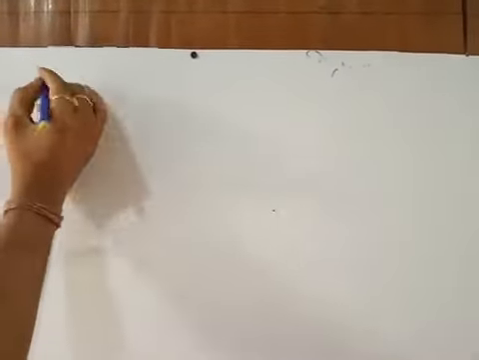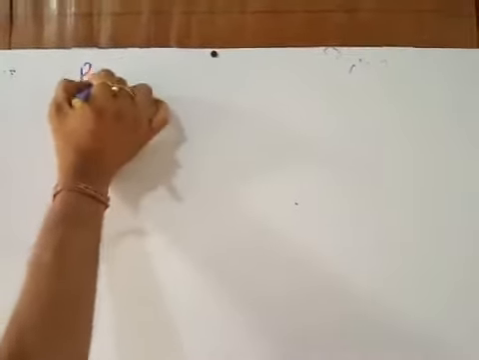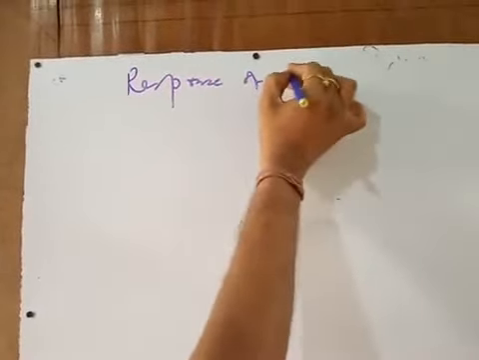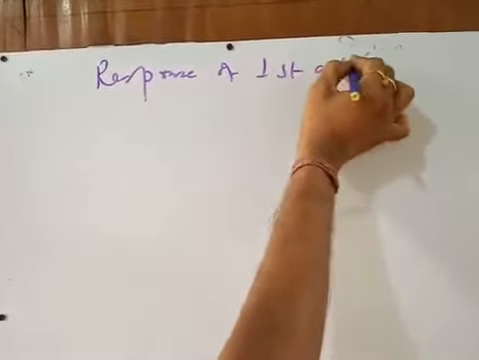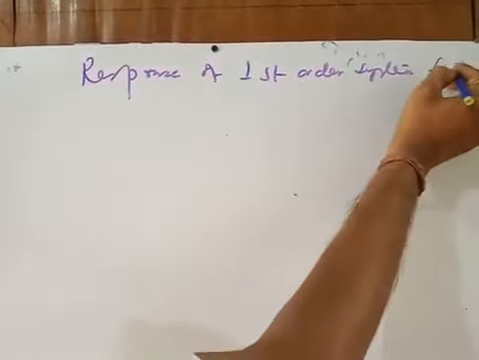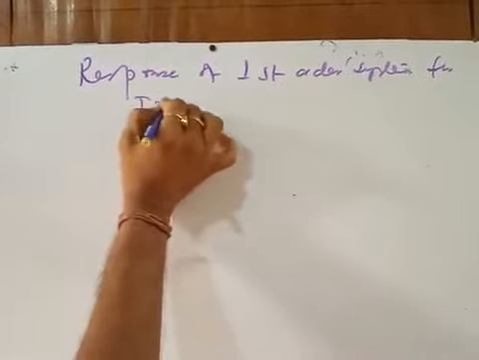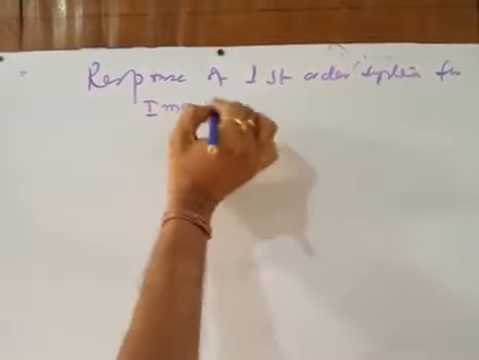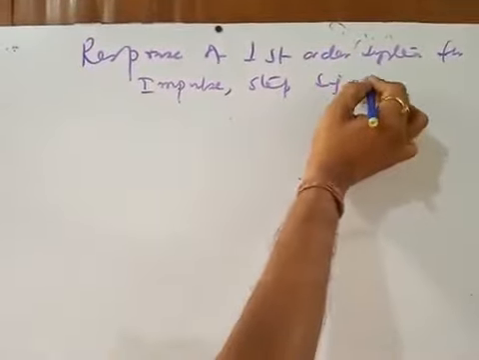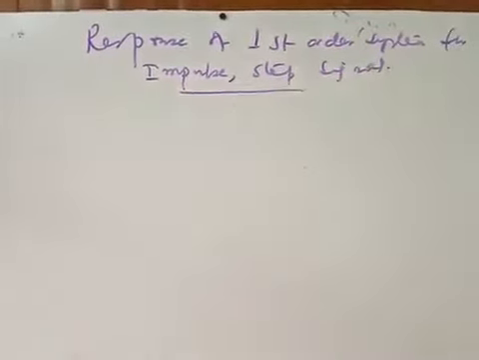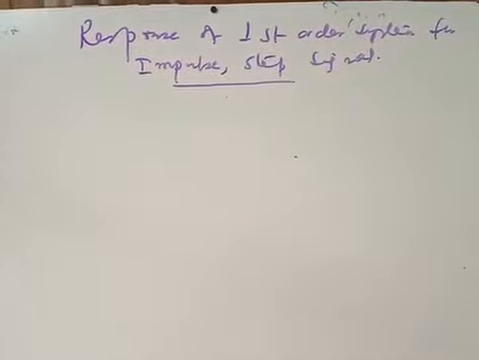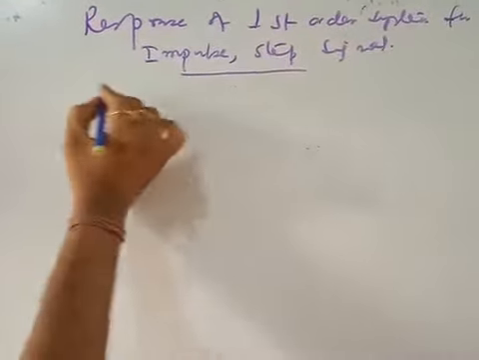We will discuss the response of a first order system for impulse type and step type signals. So how the mathematical formulation is used to get the output of a first order system, right?